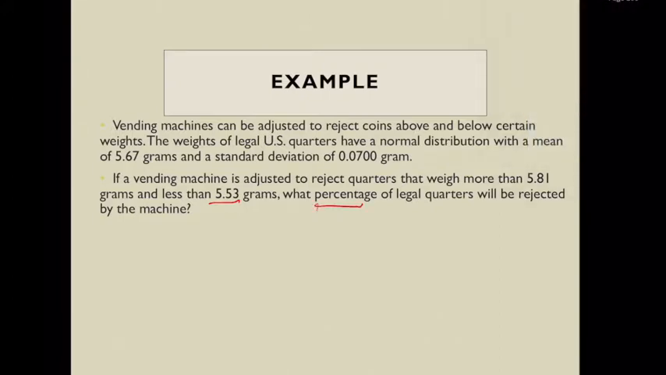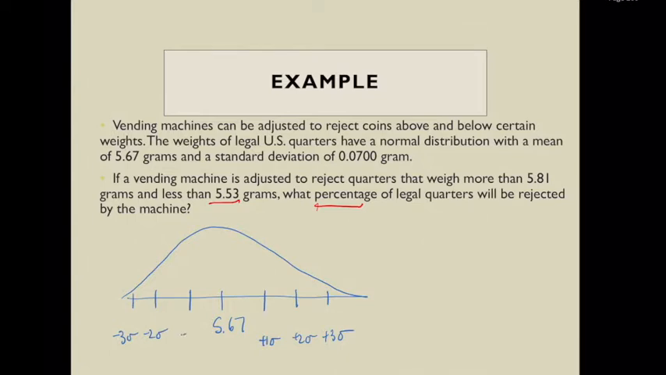So the first thing I need to do is draw my normal distribution, right? We've got our mean in the center. I'm going to go up 1, 2, 3 standard deviations, and I want to go 3 standard deviations below the mean as well. So 5.67 plus a standard deviation is going to give me 5.74. 5.74 plus 0.07 is 5.81. And I get 5.88 for my third standard deviation.